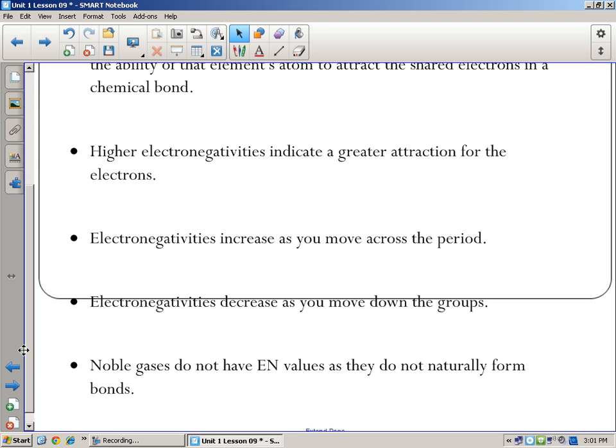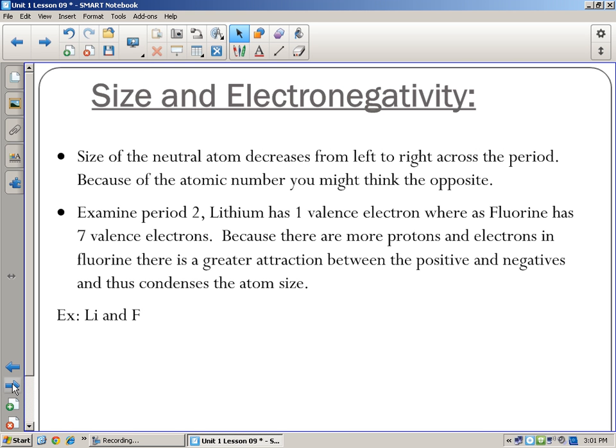All right? So those two trends you can just see right on the periodic table. Noble gases don't have En values. There's in fact one that does, but generally we say that they don't naturally want to form bonds. They don't naturally want to attract electrons. Their ability to do that is not very great, so basically 0. Okay. This you guys already have for notes, so that should be okay.